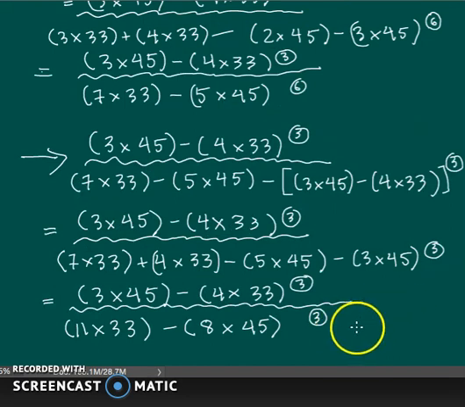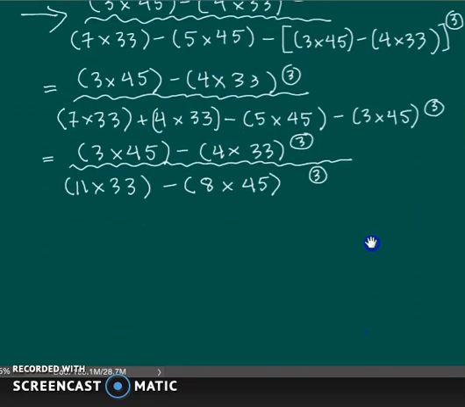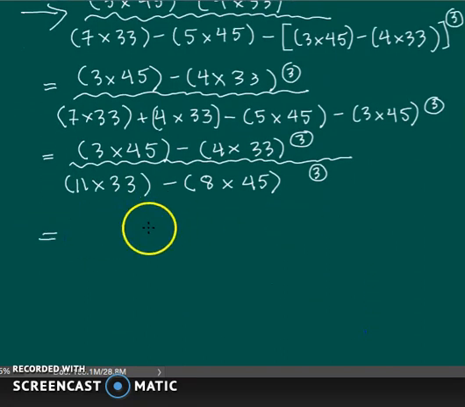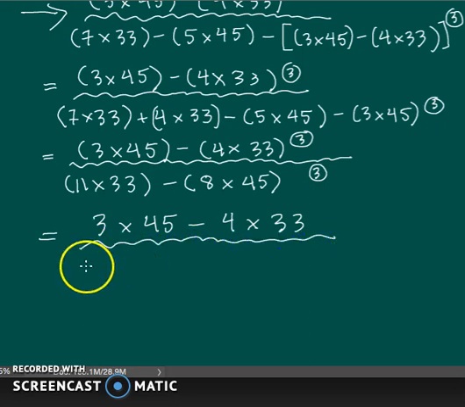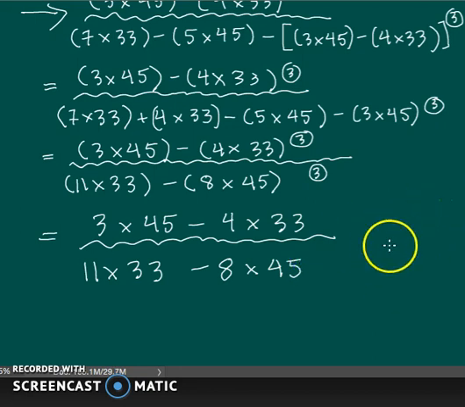All right, so hopefully you guys got to the point where you've got 3 on the top and 3 on the bottom, even though they both look much more complicated than that. Let's rewrite this without brackets, because we can. So I'm just going to write 3 times 45 minus 4 times 33 on the top. And on the bottom we have 11 times 33 minus 8 times 45. Now let's observe this.